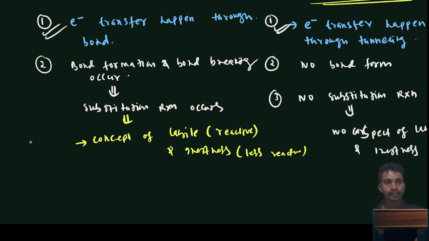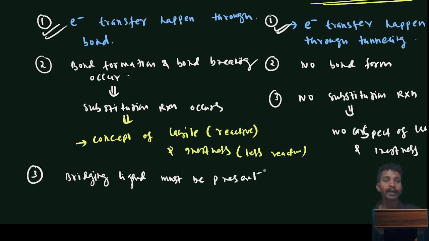Another point to distinguish between inner sphere and outer sphere: for inner sphere mechanisms, the bridging ligand must be present. If the bridging ligand is absent, then it never happens through the inner sphere mechanism. The bridging ligand helps this substitution reaction. So it is easily distinguished: if the bridging ligand is present in the oxidant, then this definitely happens through the inner sphere mechanism.